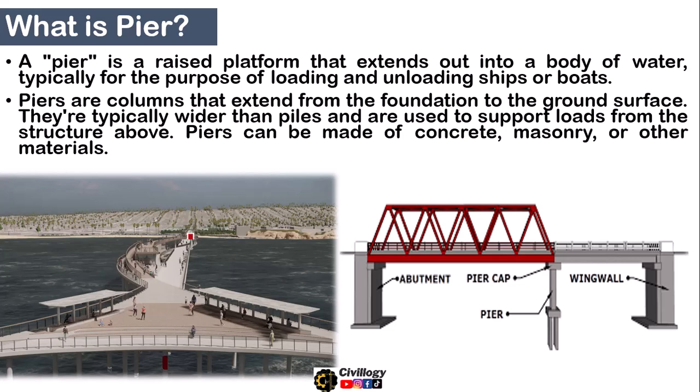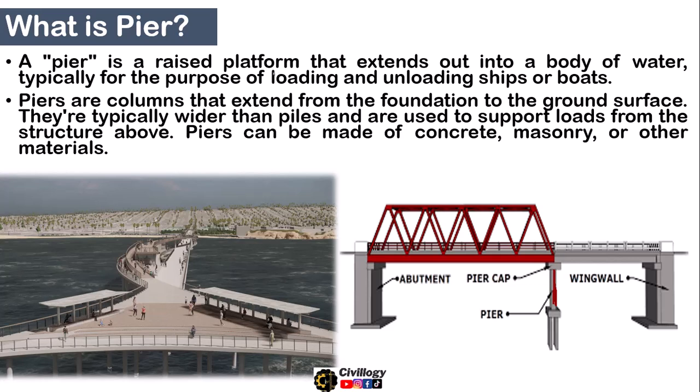Piers are basically columns that extend from the foundation, and these are typically made for larger structures, the structures which have heavy loads. The function of piers and columns is basically the same: to transfer the load from the structure above to the structure below, or you can say to the foundation or to the ground surface. As you can see over here, this structure which is just like a column is called a pier.